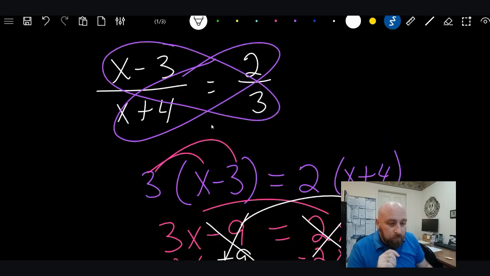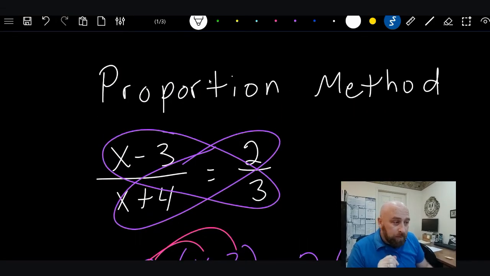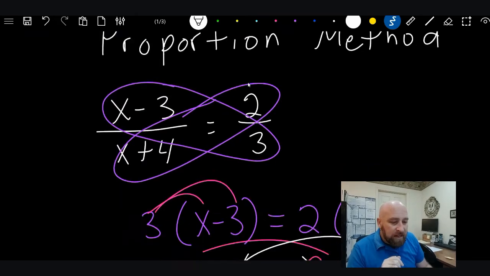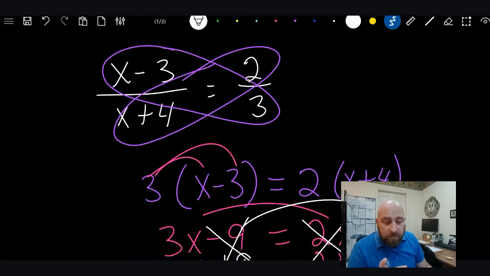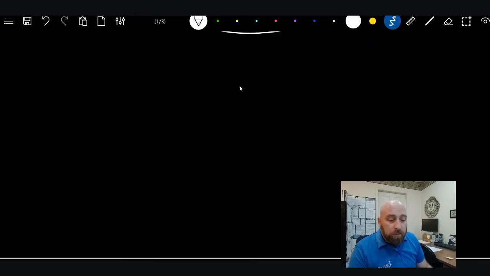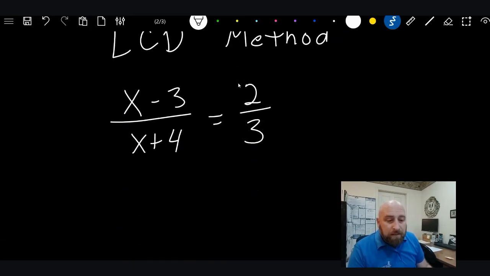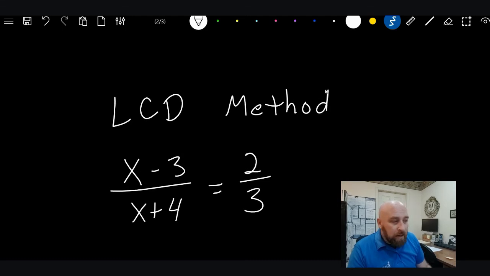Now, that is the proportion method. If you look on page 107 of your book, you're going to see a secondary method, and we've already practiced this method as well in Algebra 1, but this is called the LCD method, least common denominator.